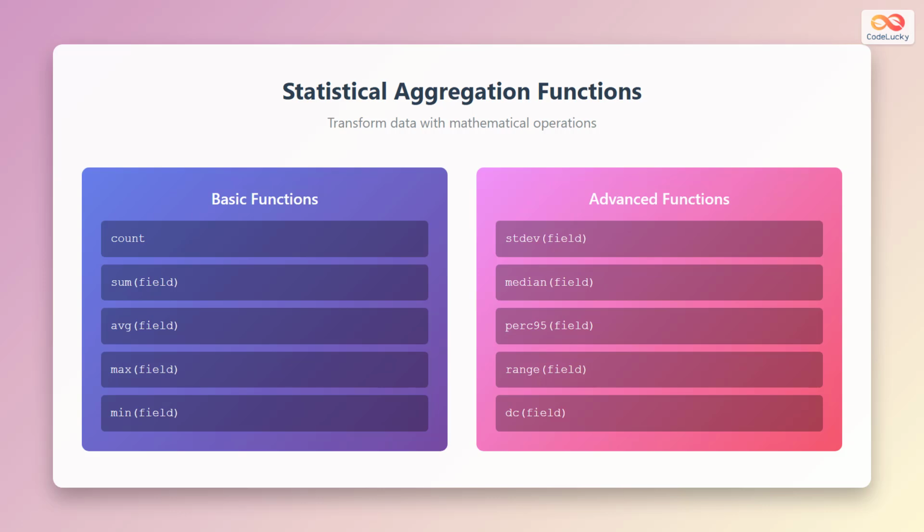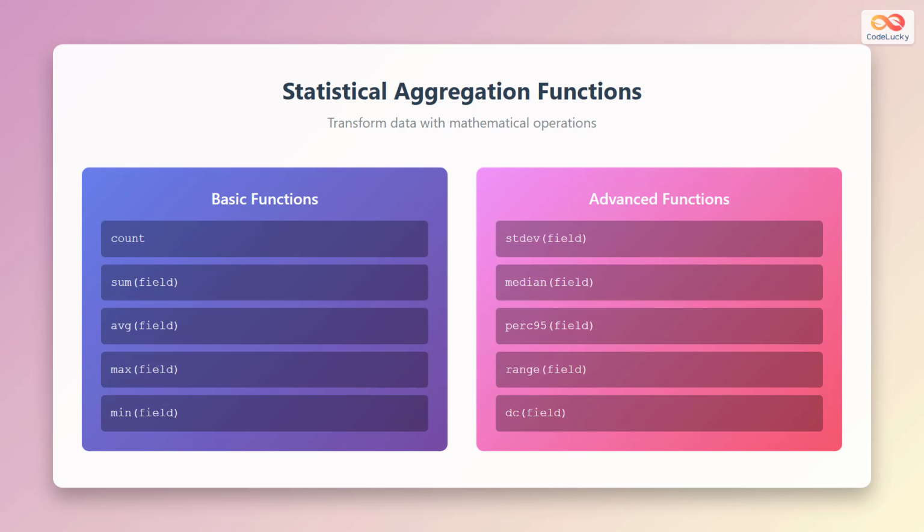Statistical aggregation functions are the mathematical engines that transform raw event data into meaningful metrics for your time series charts. The Timechart command supports a comprehensive range of aggregation functions, each serving different analytical purposes. Basic functions include count for event frequency, sum for totaling numeric values, average for calculating means, maximum for finding peak values, and minimum for identifying lowest points.